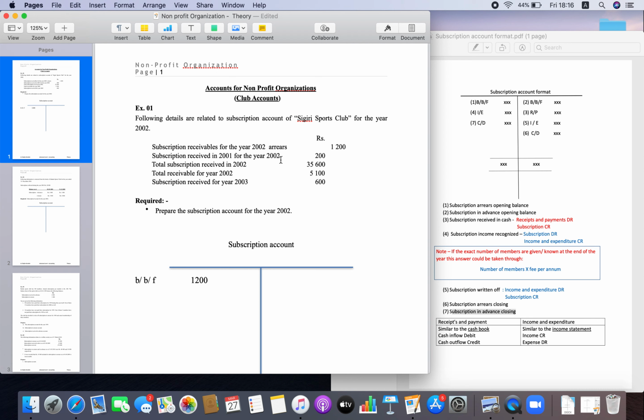Last year itself, there are some members who have paid for you before the year starts. So in 2001 you collected money for 2002, means this is now given in advance. So therefore, when you look at the format over here, subscription in advance, right? Over here the opening balance should now come on the credit side, right? So you go and mark that over there. So we have BBF, it's 200.